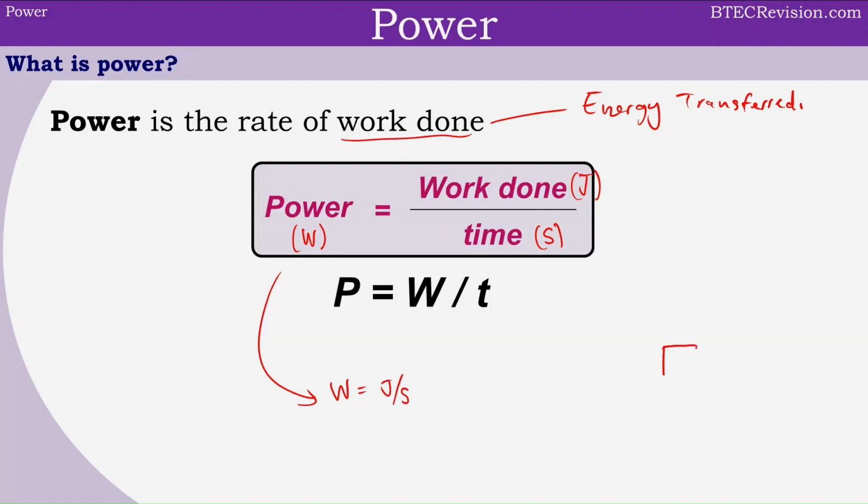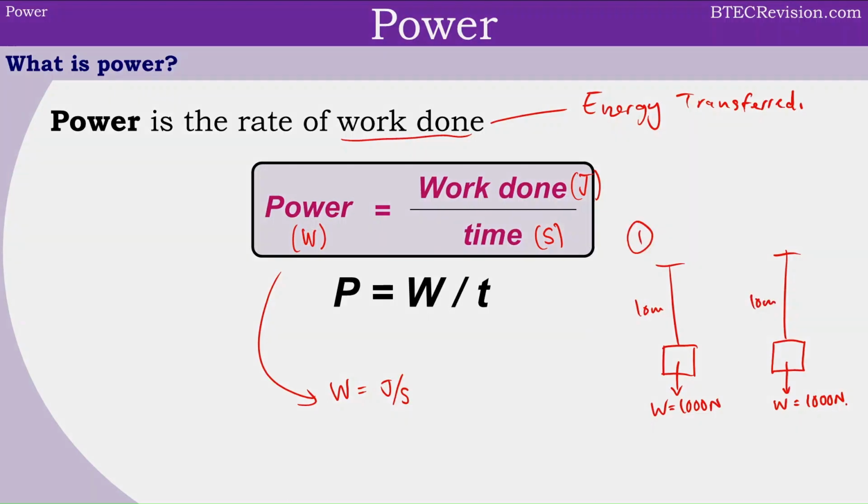For example, if we have two cranes picking up two separate boxes equal in weight, let's say 1000 newtons. Now, the first crane is to pick this up the same distance, let's say 10 meters. However, the first crane is going to have more power because it's transferred that energy in less time.